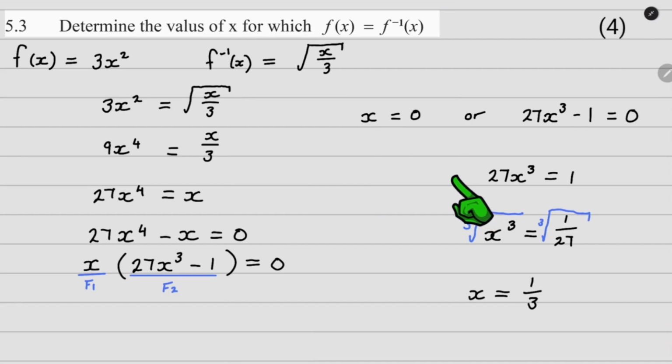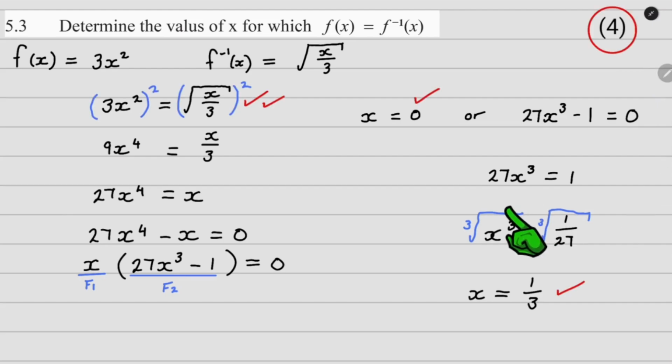And now we've officially answered the question, determine the values for x for which these two are equal. So here's my first value for x where they're equal, and here's my second value for x where they're equal. So let's quickly take a minute to analyze where the 4 marks are coming from. The first mark comes from making the graphs equal, and the second mark will come from squaring both sides. The third mark comes from your first answer for x, and the fourth mark comes from the second answer for x. And then we have officially wrapped up this question.